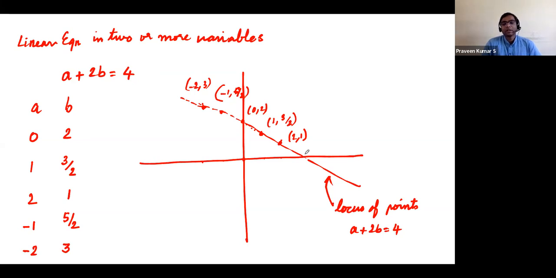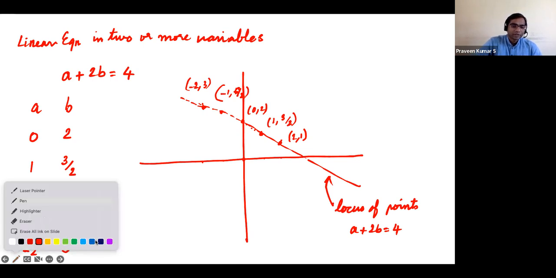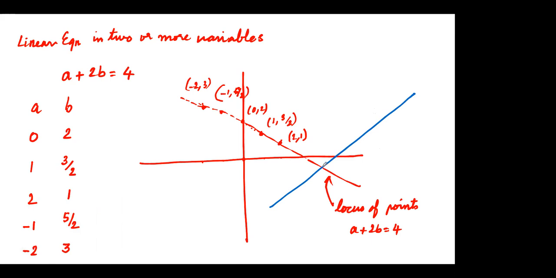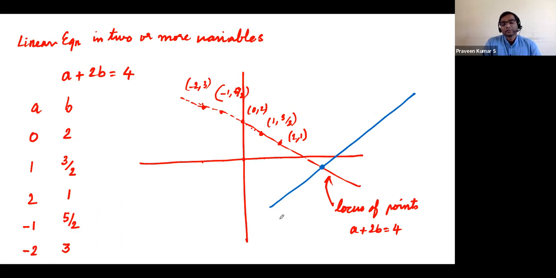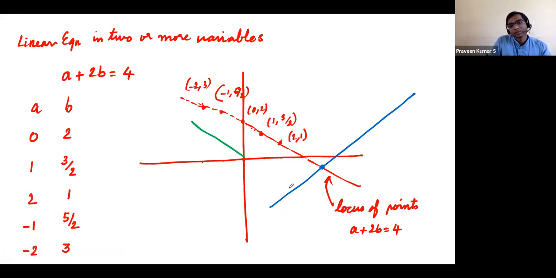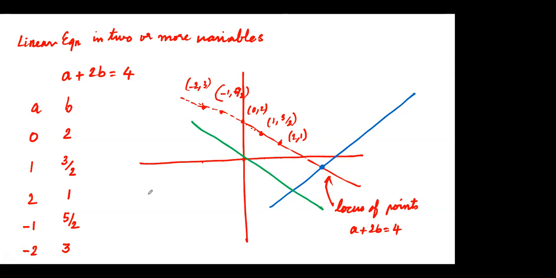Now, suppose I give you another straight line, or another linear equation in two variables, which was like this. Let's say this was another equation. Now, how many sets of values are there which satisfy both the equations? 1. There is only one unique point here, correct? If I give you a scenario where this line was parallel to this, then no solution.